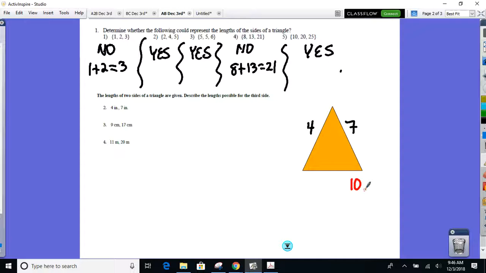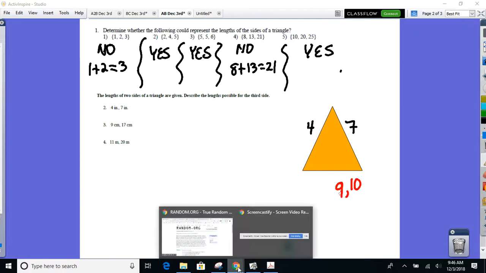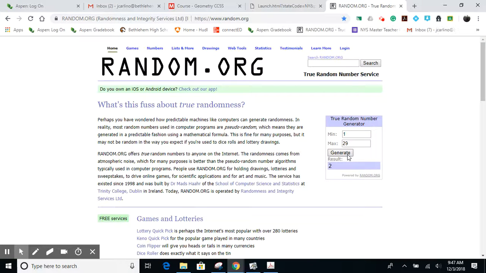Would 11 work? Why wouldn't 11 work? 4 plus 7 is 11. It's got to be greater than that, but 9 would work. Yep, hopefully now we're seeing a pattern, so I have an idea of what people are going to tell me now. 2.